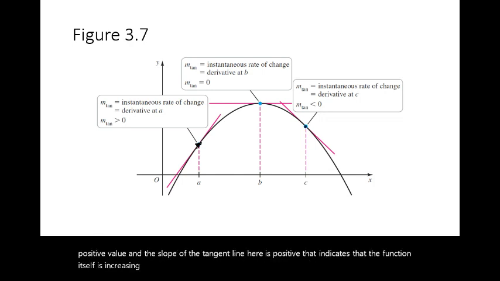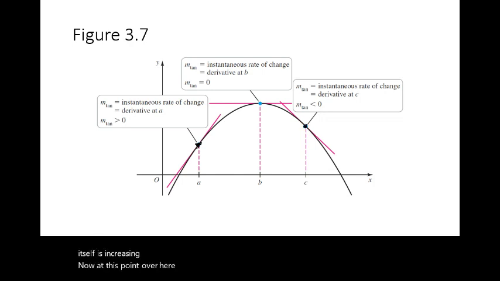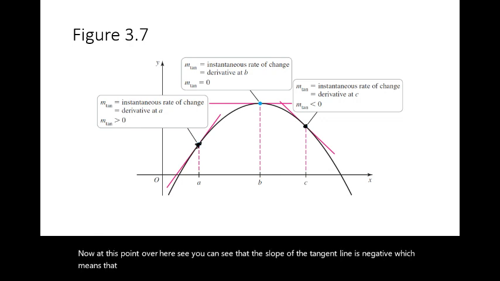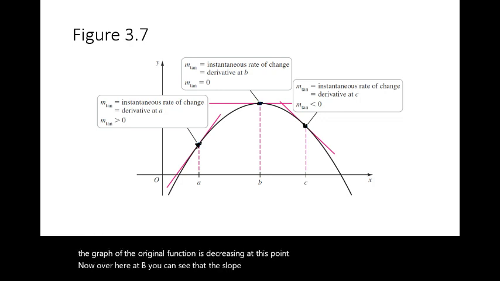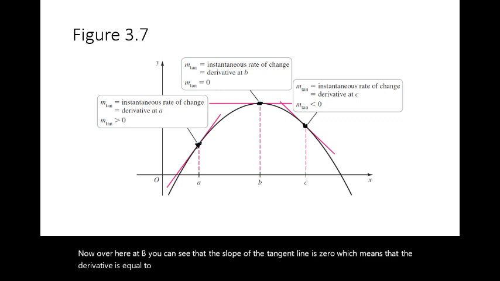Now at this point over here, C, you can see that the slope of the tangent line is negative, which means that the derivative is negative. This indicates a negative rate of change, and if you notice, the graph of the original function is decreasing at this point. Now over here at B, you can see that the slope of the tangent line is 0, which means that the derivative is equal to 0. And you can see that the graph itself is neither increasing nor decreasing at this point. This is what is called a maximum.